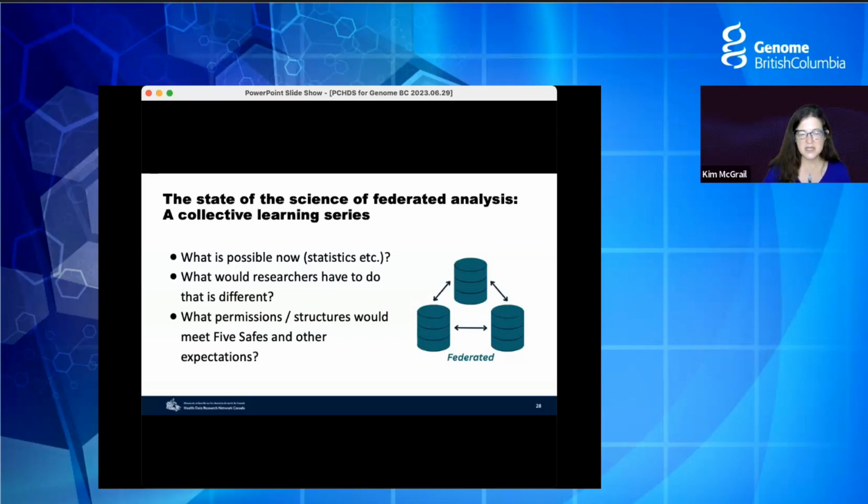And then we also need to understand the permissions and structures and how we meet the 5 SAFE and other expectations if we want to move to that more technically enabled federated environment, where it's perhaps a little more seamless and the researcher might have to do less hand-holding and moving things around in order to do really robust analysis. The short answer here is that there seem to be lots of possibilities to do absolutely robust research where we leave the data where they are, take the analysis to the data, and still get very, very robust results without sacrificing anything in your actual outcomes and analysis.